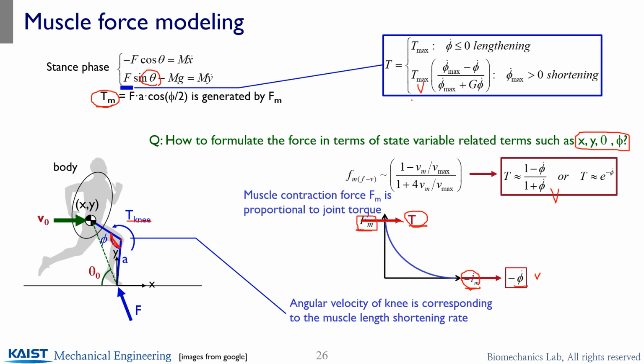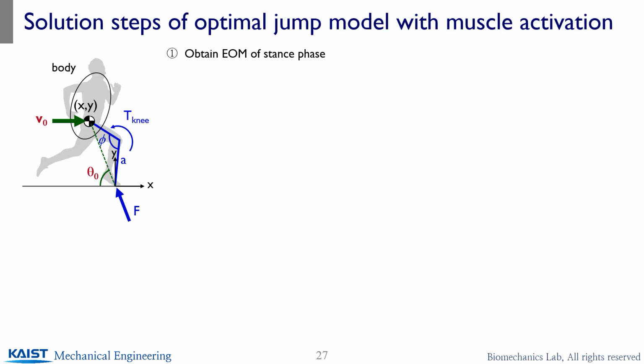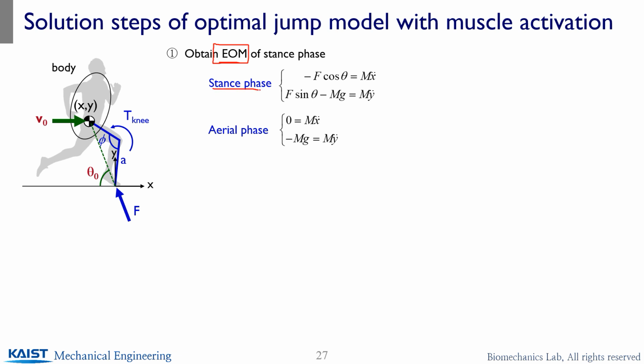So this is how we can obtain the equations of motion in terms of muscle mechanics. To summarize the solution steps for the optimal jumping, the very first step is the equations of motion for the jumping. For the stance phase, we will have only external forces, the ground reaction force and the gravity. The aerial phase has only ballistic motion by the gravity. And this force, again, is now going to be a function of muscle force.